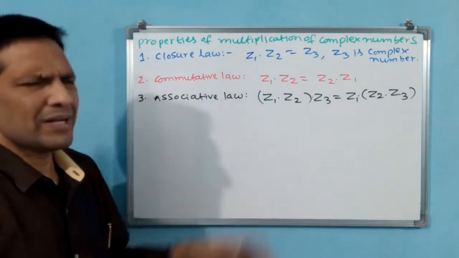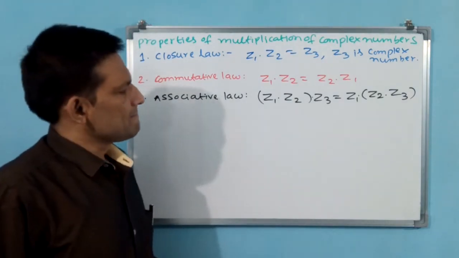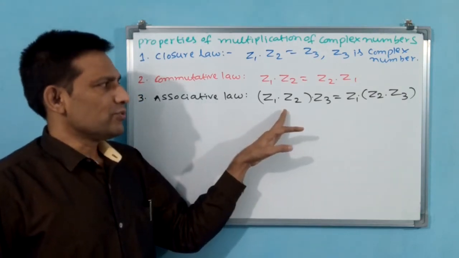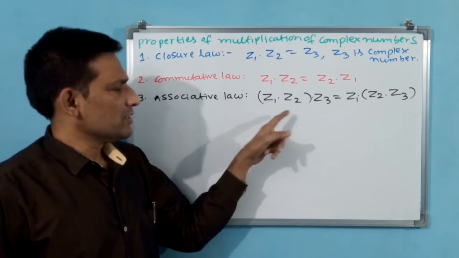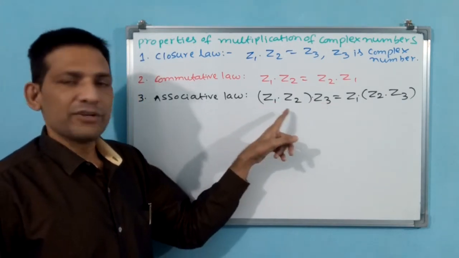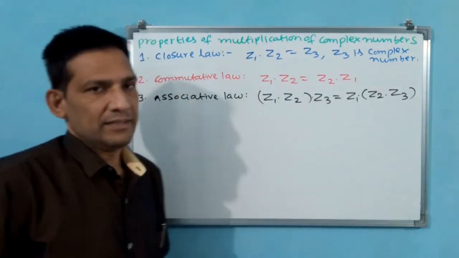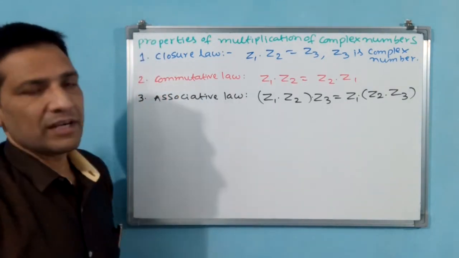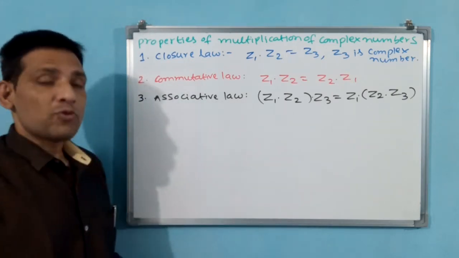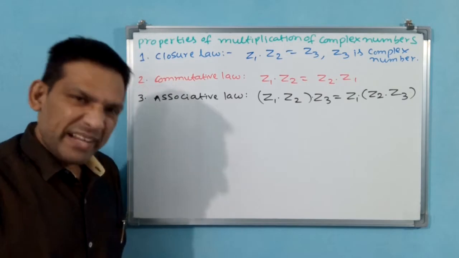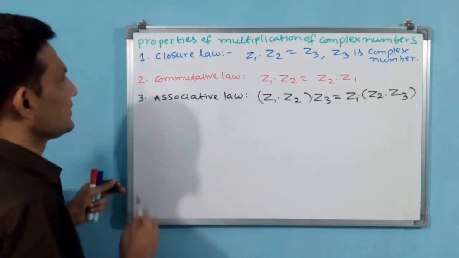This proof and all is not required. You take it simply: (Z1 into Z2) into Z3 is equal to Z1 into (Z2 into Z3). This is called associative law. These are simple laws. Now, fourth one is multiplicative identity. Write down: multiplicative identity.